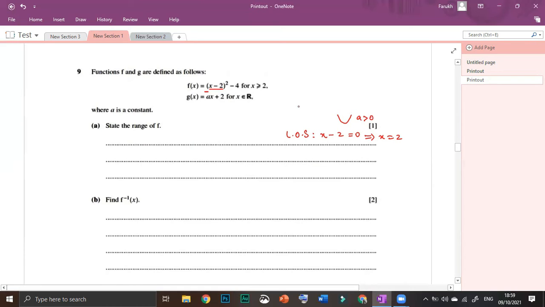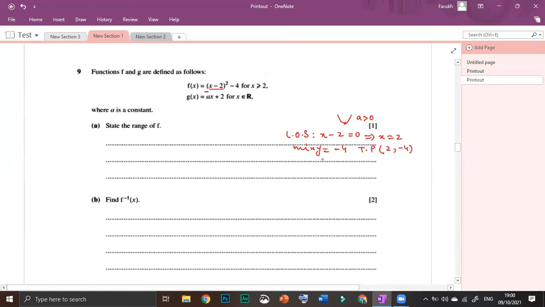So we will put x is equal to 2 into this equation. 2 minus 2, 0. The answer is 4. This curve has a minimum value. So minimum value of y is equal to minus 4. Its turning point, vertex or minimum point is 2 comma minus 4.